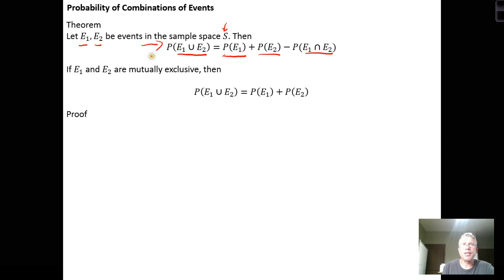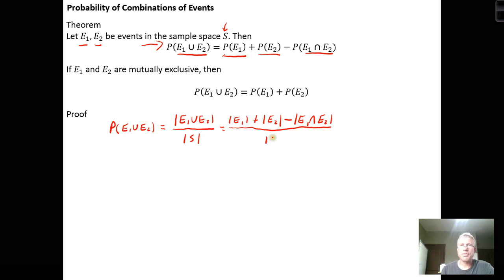If we're going to prove this, we would just say, I want to calculate the probability of the union of 2 events. From the definition of a probability, that's going to be the number of elements in the union divided by the number of elements in the sample space. Well, from set theory, how do you calculate the number of elements in a union? You use the principle of inclusion-exclusion. If I have the union of two sets, I can add the number of elements in set E1 plus the number of elements in set E sub 2, but there might be elements in the intersection and I just double counted them, so I need to subtract the number of elements in the intersection one time to get rid of the double count. And this is all still over the size of the sample space.